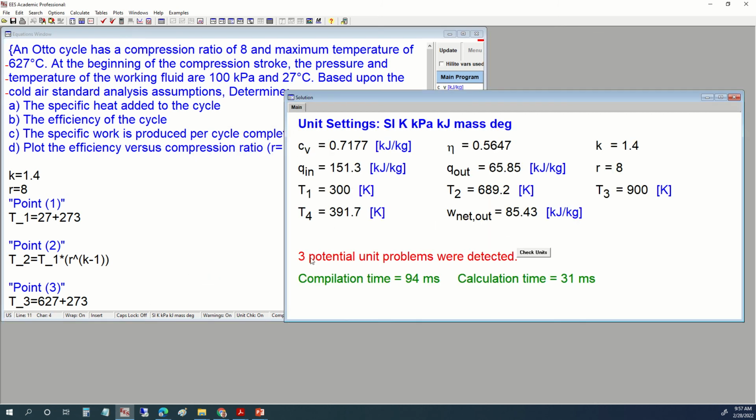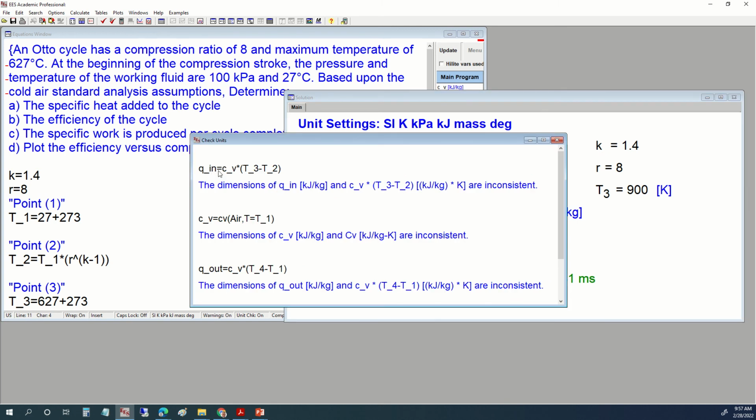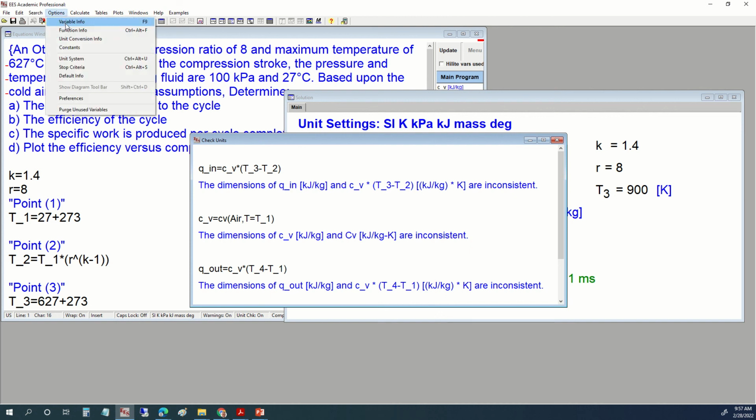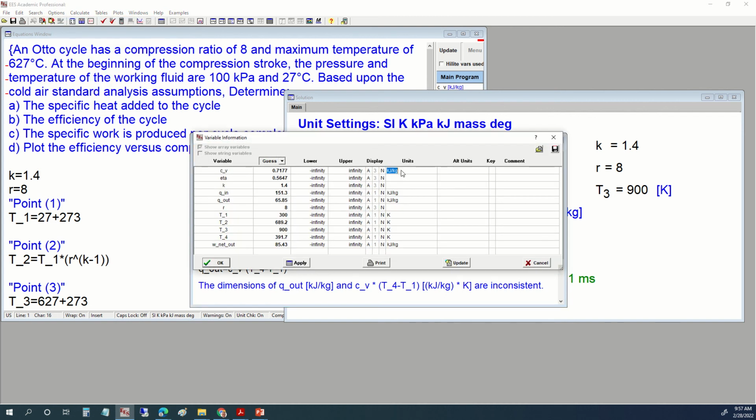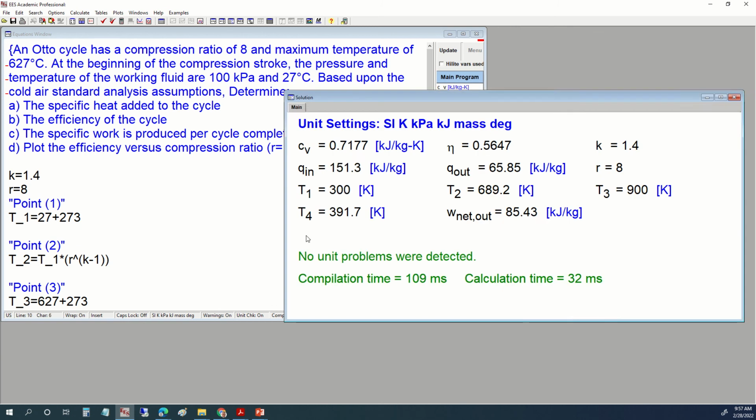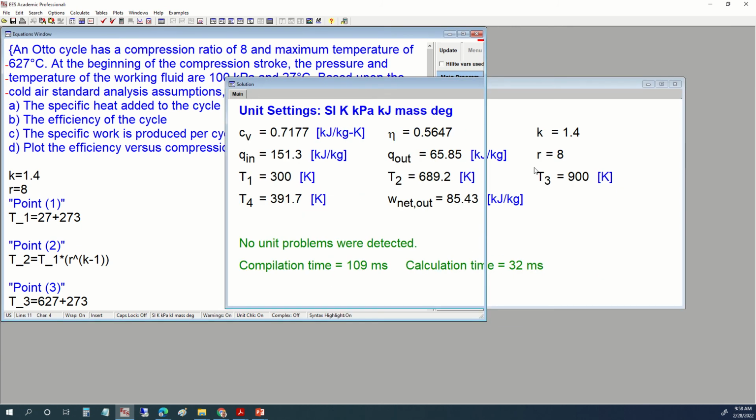Now when I solve, it says 3 potential unit problems were detected, and if you go and check, you're going to find that it says Qin has a unit of kilojoule per kilogram, while the right side here has kilojoule per kilogram Kelvin, which means CV was not given correctly. And similar for the Q out here. So to fix it, I can go to variable information and make sure this is kilojoule per kilogram Kelvin. When I hit OK and run, you will see no unit problems were detected. So it also shows the units here of my solution.